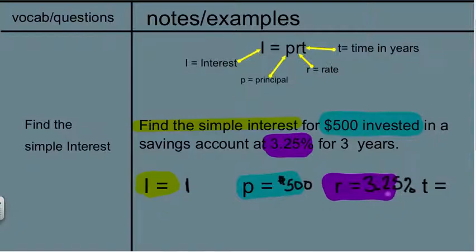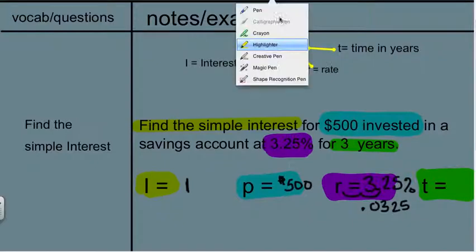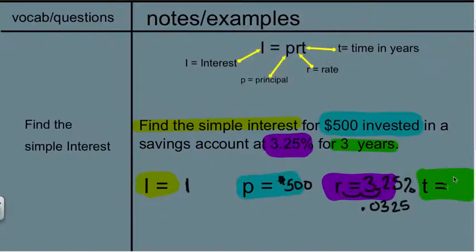3.25%. Make sure you notice the difference here. 3.25 is the percent, so the rate itself would be 0.0325 because I'd have to move this twice. Last but not least, I've run out of highlighting color. Nope, I have green. Last but not least is our time, and notice that our time here is 3 years. So my T is 3.